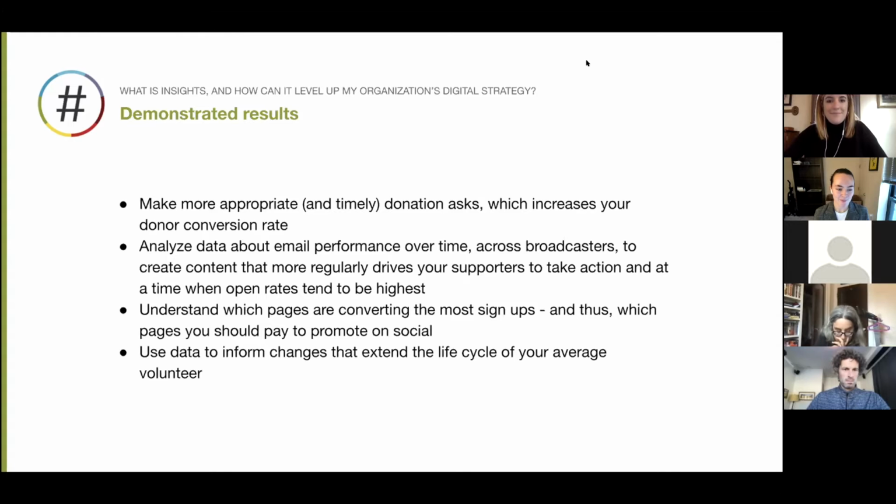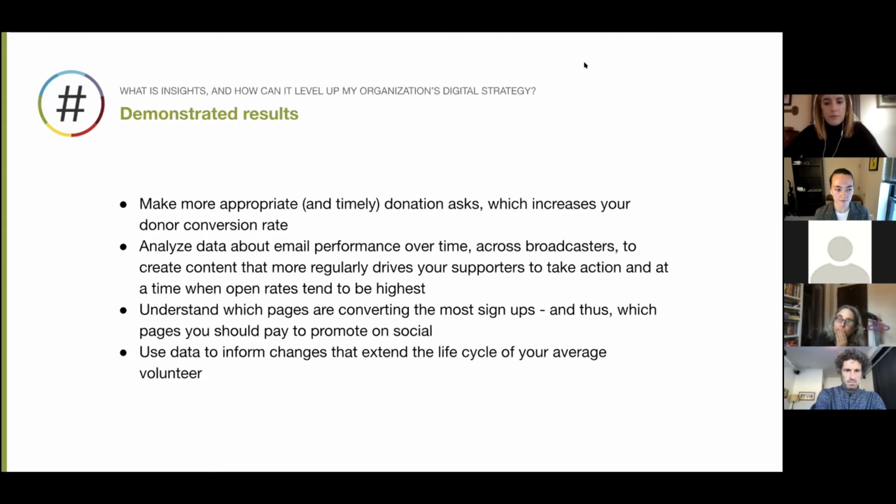Other pieces here, being able to understand which pages are performing best in terms of bringing in new signups, so which pages might be a good target for a paid social campaign that you might want to run. Obviously helpful information to have there. And then lastly, though this is certainly not inclusive of all the results folks have seen, being able to use data to make informed decisions that could extend the life cycle of your average volunteer, donor, member, a variety of different things there.